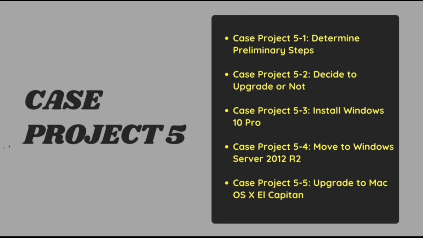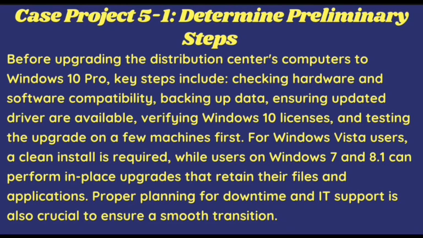Case Project 5. Determine preliminary steps. Decide to upgrade or not. Install Windows 10 Pro. Move to Windows Server 2012 R2. Upgrade to Mac OS X El Capitan. Determine preliminary steps before upgrading the computers to Windows 10 Pro. Key steps include checking hardware and software compatibility, backing up data, ensuring updated drivers are available, verifying the Windows 10 license, and testing the upgrade on a few machines first.